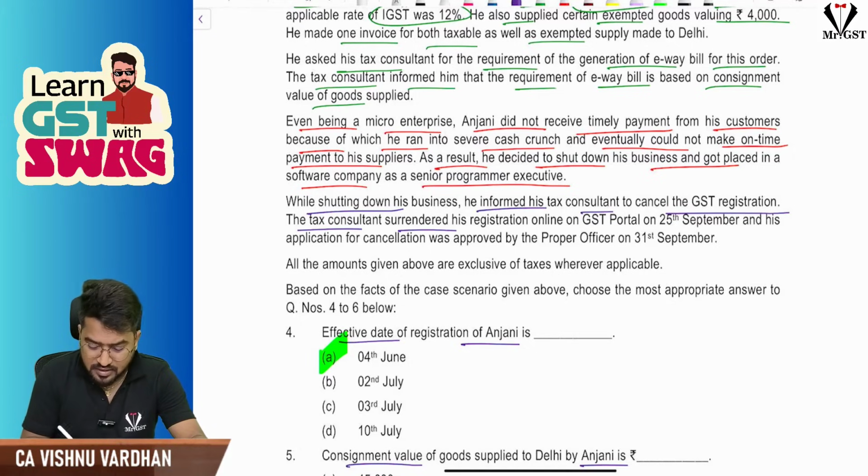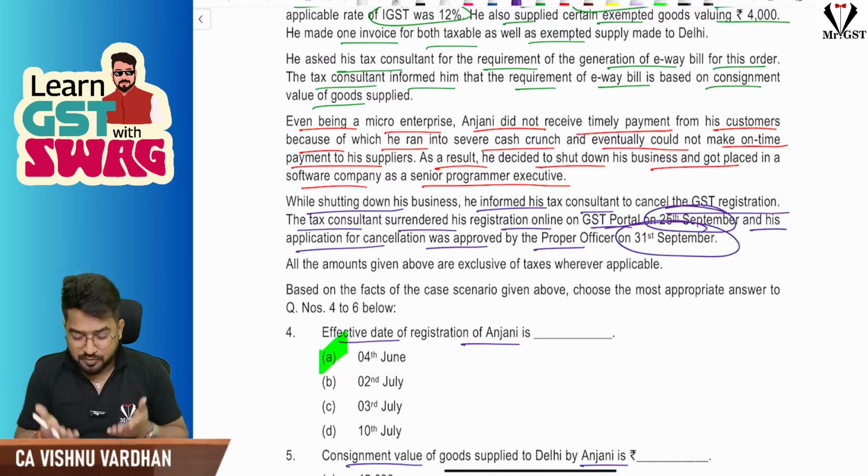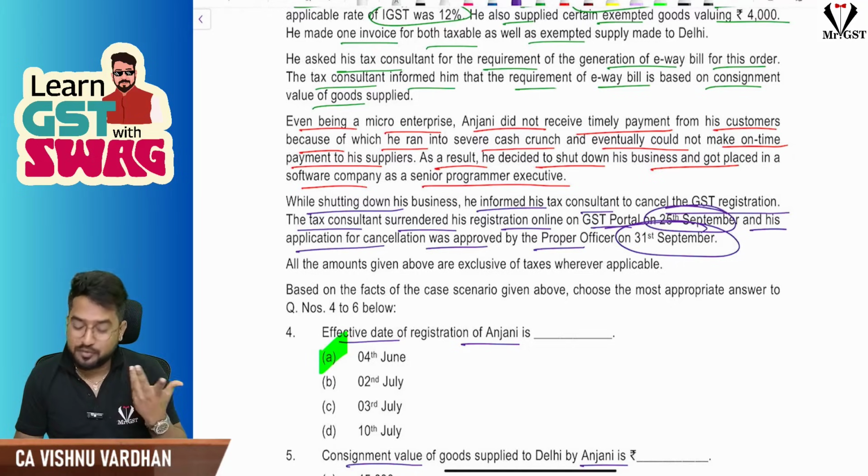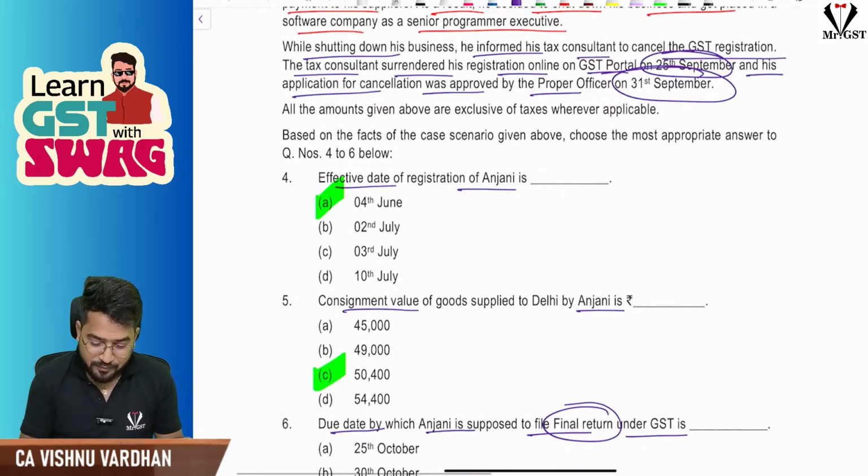The tax consultant surrendered the registration on the GST portal on 25th September, and his application of cancellation was approved by the proper officer on 31st September. 31st September. After seeing this, it will be like students who are writing the exam: "Hey Prabhu, 31st September." Super. Very good. Extraordinary. Okay.